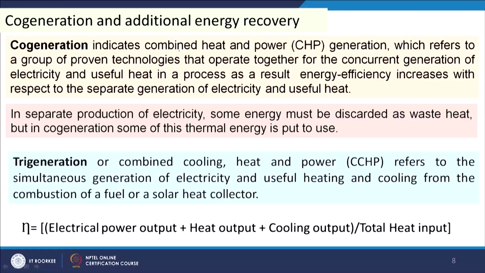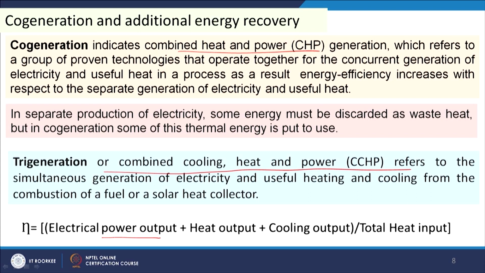Cogeneration indicates combined heat and power generation, and the trigeneration concept is also developed, that is combined cooling, heat and power: heat applications, cooling applications and electricity generation. By that way people have seen that the efficiency can be improved. Now, this efficiency is equal to electric power output plus heat output plus cooling output divided by total heat input. So, that way we can calculate the efficiency.